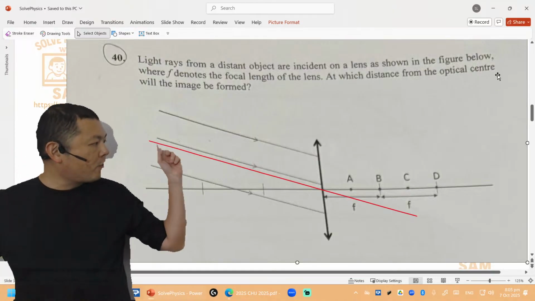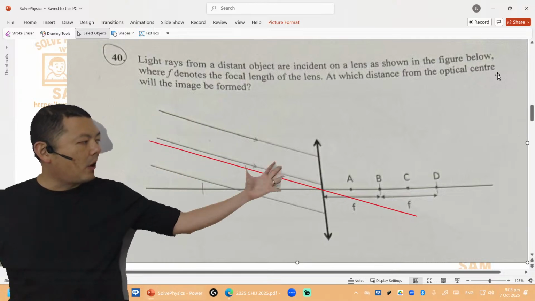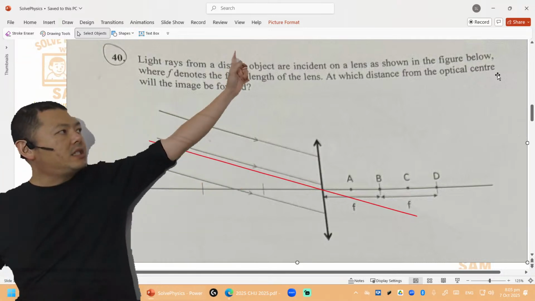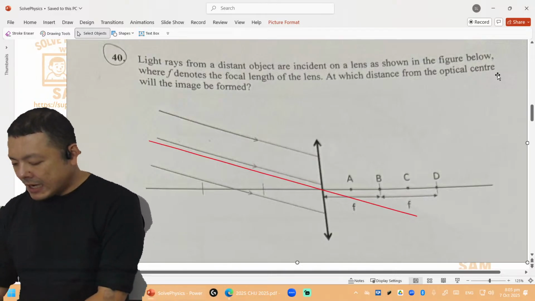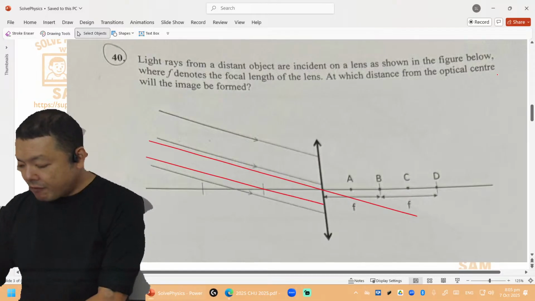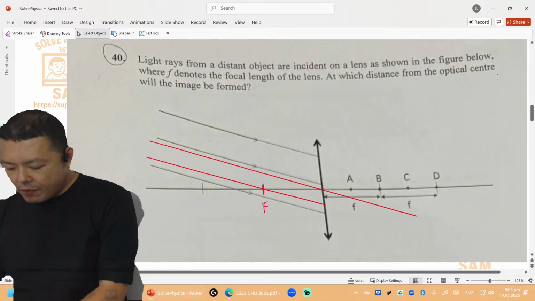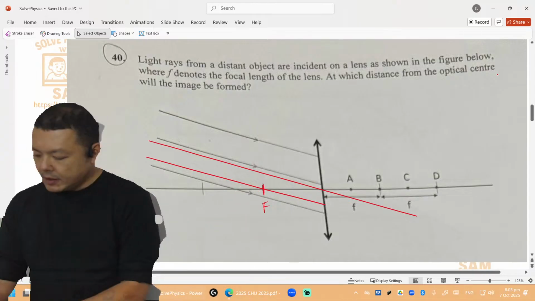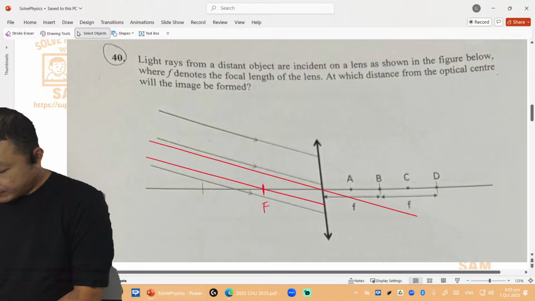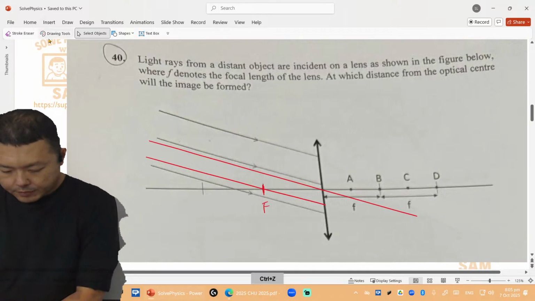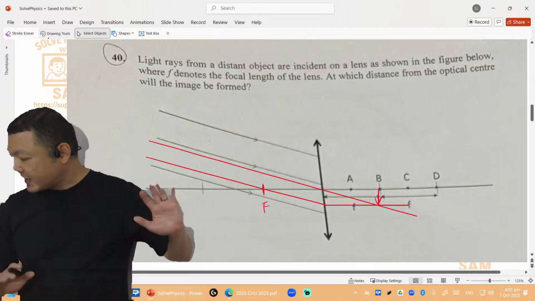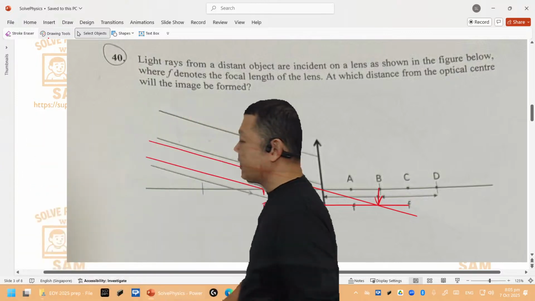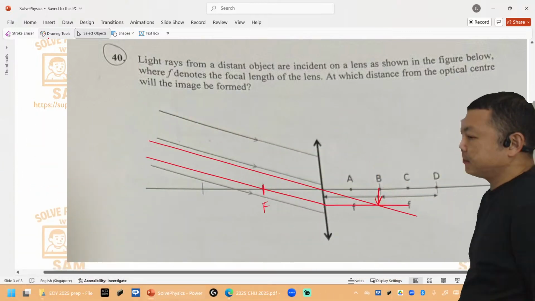Why do I draw a parallel light ray? Because parallel light rays are all coming from a distant object. Then I draw the next one that cuts through F. Very conveniently, they gave us the focal point on this side. If you connect the two and continue drawing, you will realize that the image will be formed at B. Your picture is taken a bit skewed, but you will get an image at B here like this.